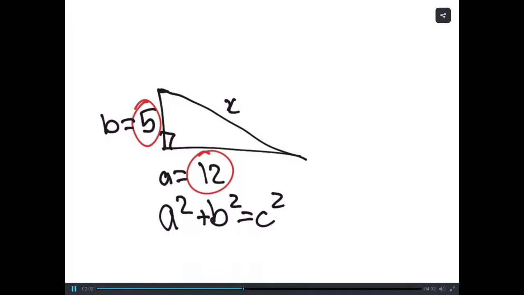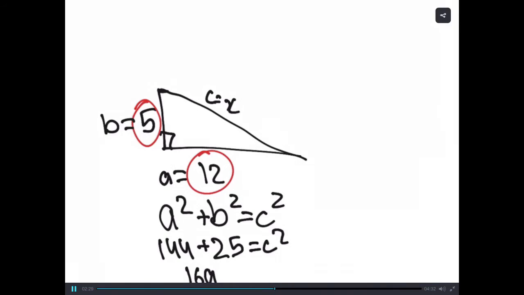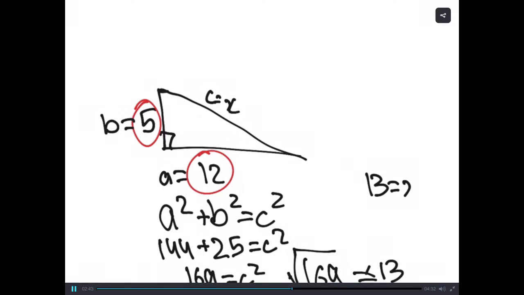These two are the same and they can be switched around, so that means a could be 5 and b could be 12. In this case, we're using b as 5 and a as 12. We could give c the value of x. So, a squared, 144, plus b squared, 25, should be equal to c squared. Well, 144 plus 25 is 169. So that means 169 should be equal to c squared. So we take the square root of 169, which is 13. So that means 13 is equal to x.